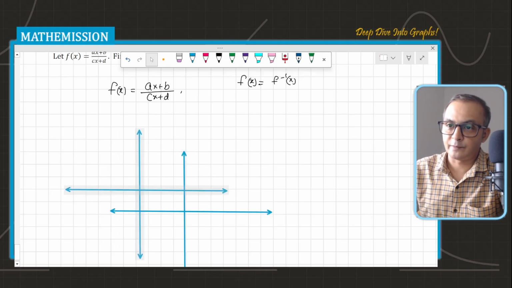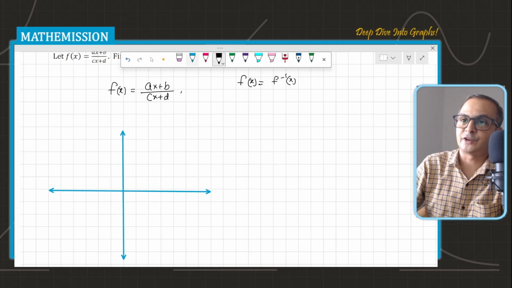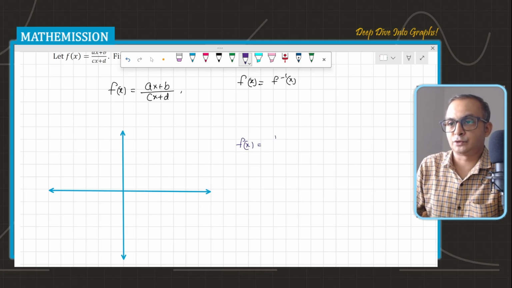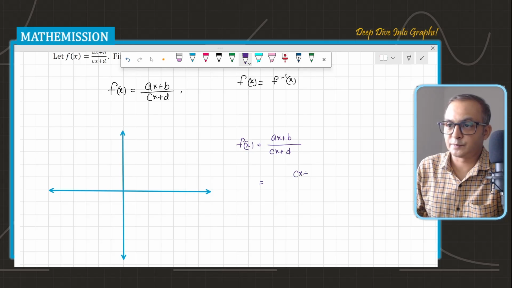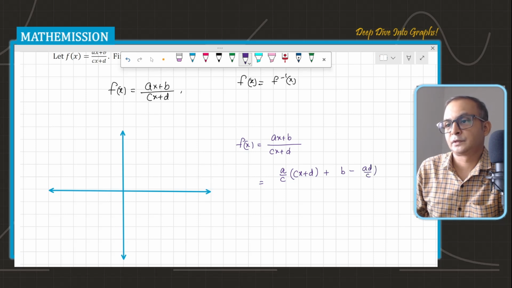So for that, again, I have to draw this graph, and I'm not drawing this graph complicatedly. I'm trying to draw it very easily. Let's try. So I have f(x) is equal to ax plus b by cx plus d, and I can write it here, cx plus d, the same process I'm doing here, and for that I need a here, so I'm dividing by c and multiplying by a, so I get ax, but extra I get b over there and minus ad by c, and this whole divided by cx plus d.